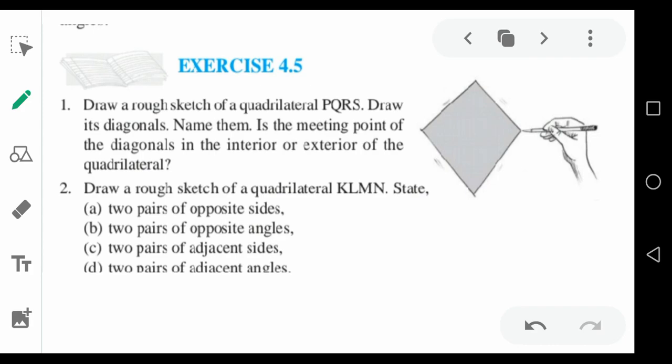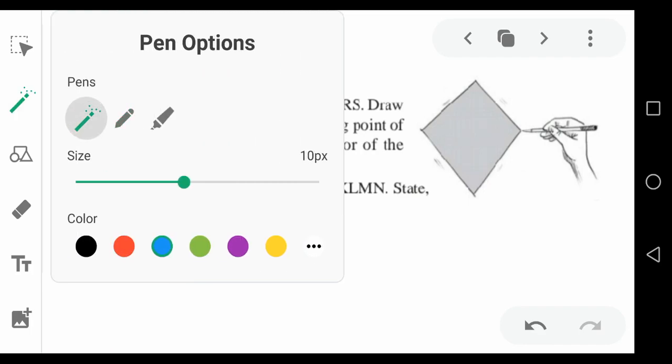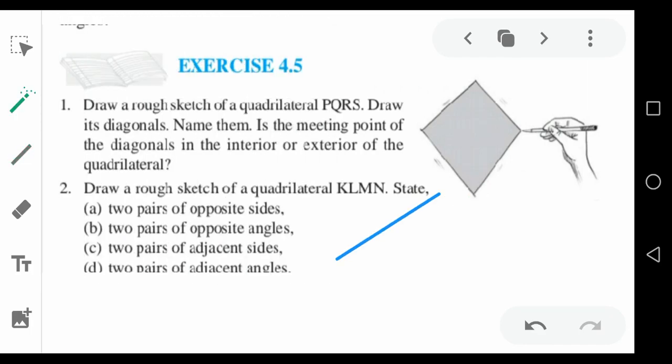Okay, now next exercise, draw a rough sketch of a quadrilateral PQRS. Now you know how to draw it. Just draw 4 lines. Any way you can draw. That is 4 lines. It should be a closed, simple, closed figure made up entirely of 4 line segments. So this is a quadrilateral.